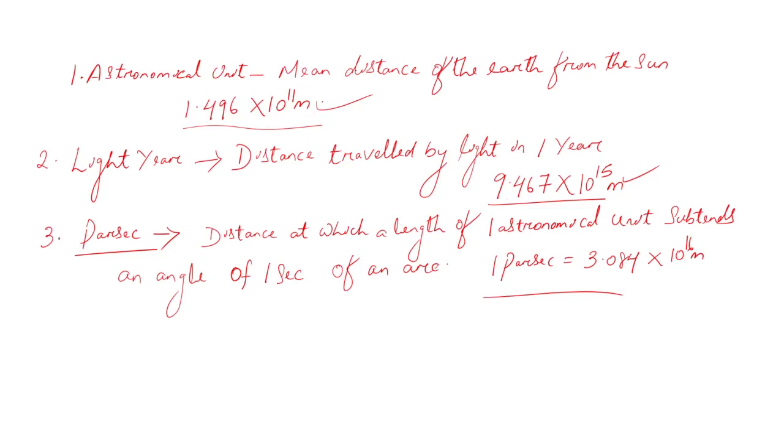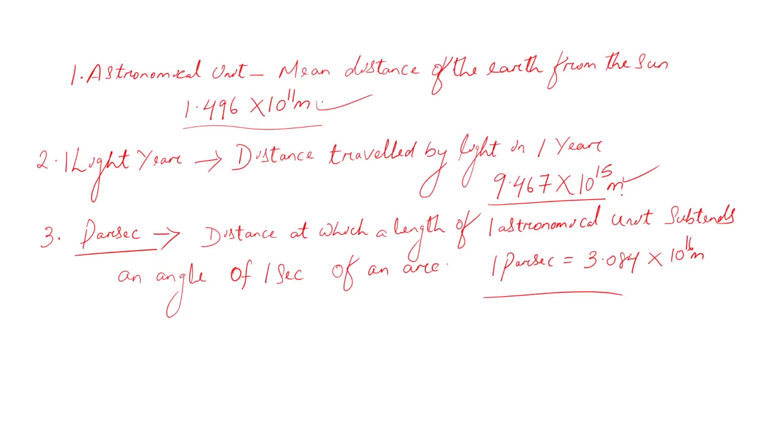One astronomical unit is defined as the mean distance of the earth from the sun. Okay, the mean distance between our earth and the sun, we call 1 astronomical unit. Similarly 1 light year, it is the distance traveled by light in 1 year, that is expressed in 9.467 into 10 to the power 15 meter.